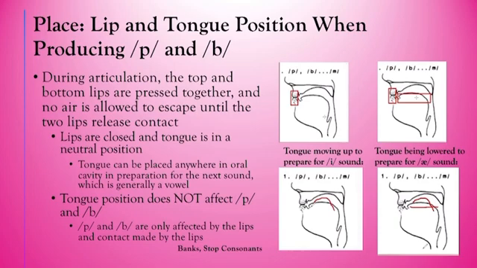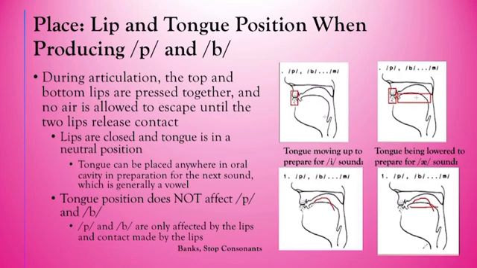During articulation, the top and bottom lips are pressed together, and no air is allowed to escape until the two lips release contact. When producing P and B, the lips are closed, as you can see in the picture on the top left, and the tongue is in a neutral position, as denoted in the picture on the top right. However, the tongue can be placed anywhere in the oral cavity in preparation for the next sound in a word, which is generally a vowel.